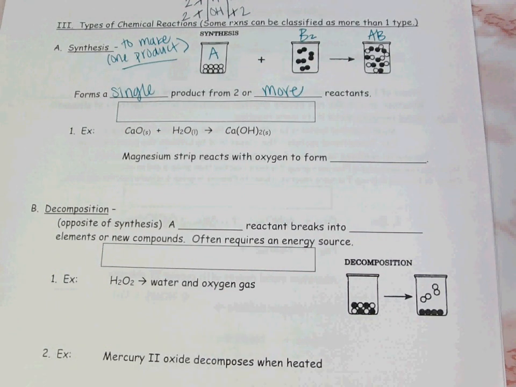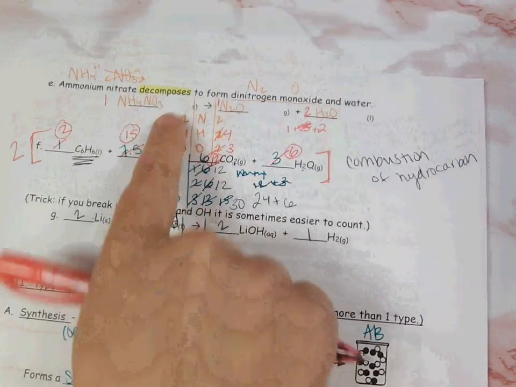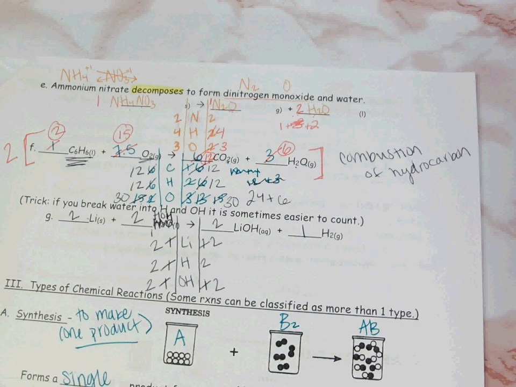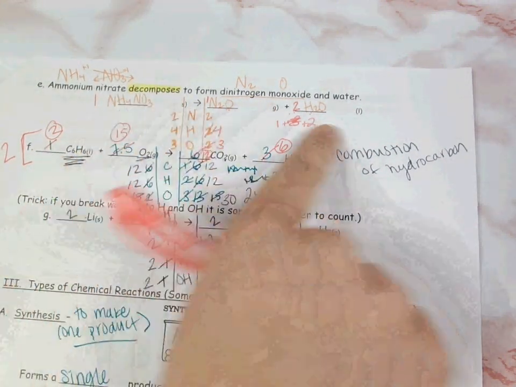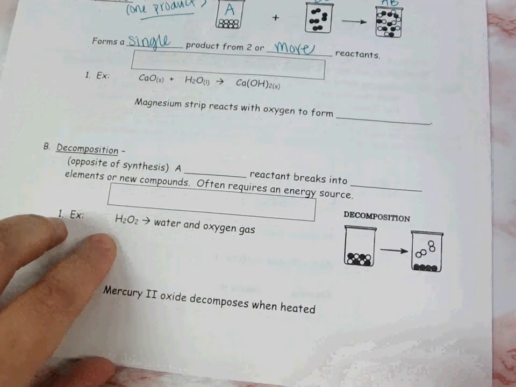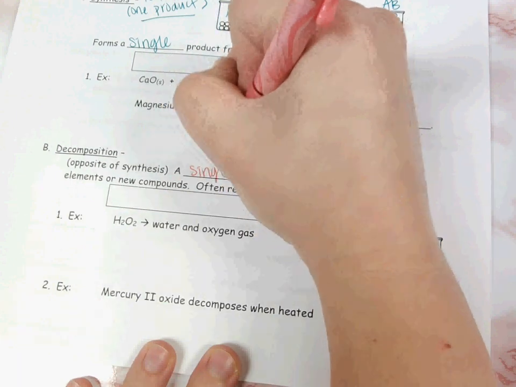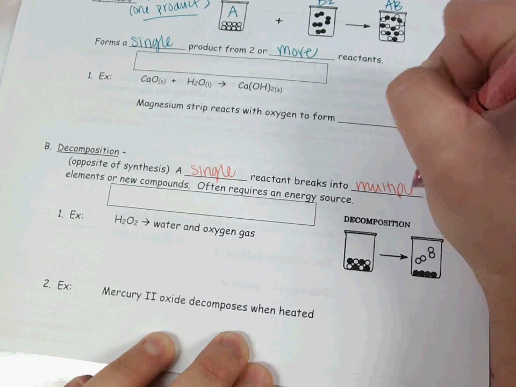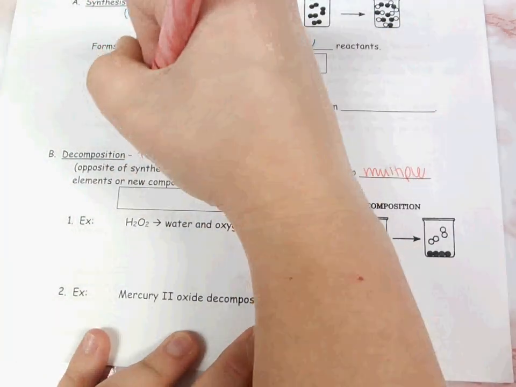The opposite of a synthesis reaction is what we call a decomposition reaction. So it's the opposite of synthesis. When something decomposes, instead of having a single product, you have a single reactant, and then your reactant breaks down into multiple products. So a single reactant breaks into multiple elements or compounds. Decomposition means to break down.